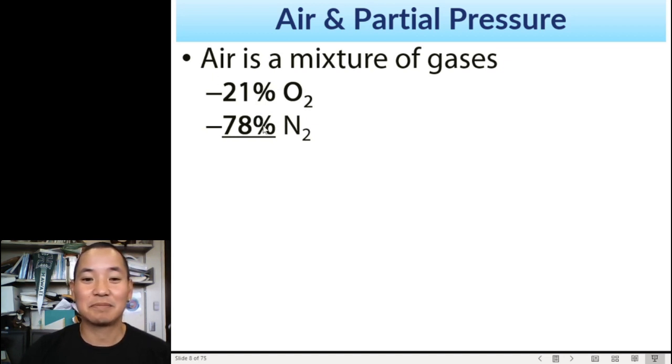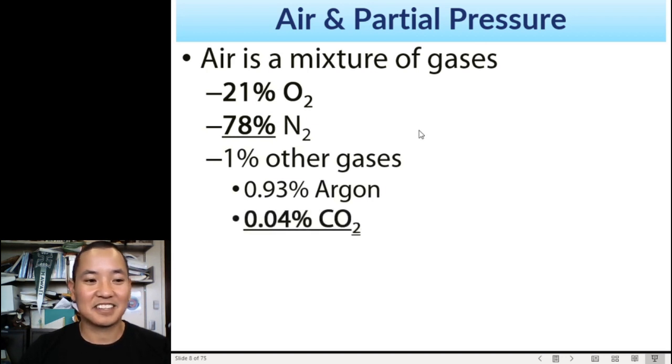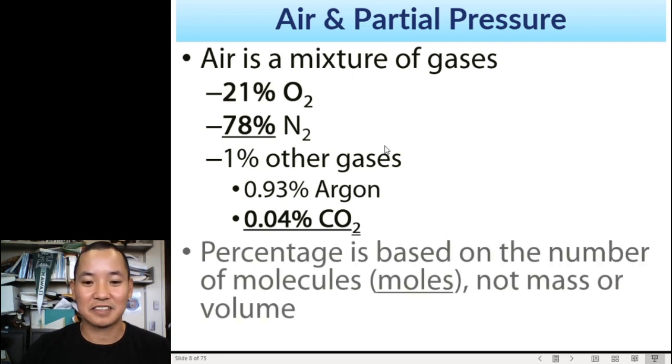So 78% of the air we breathe is actually nitrogen gas. So most of our air is not oxygen. There are small traces of other gases, but what about carbon dioxide? Well, there's also argon, but carbon dioxide in the air we breathe around here right now is only 0.04% carbon dioxide. So carbon dioxide is a very small percentage of the air we breathe.